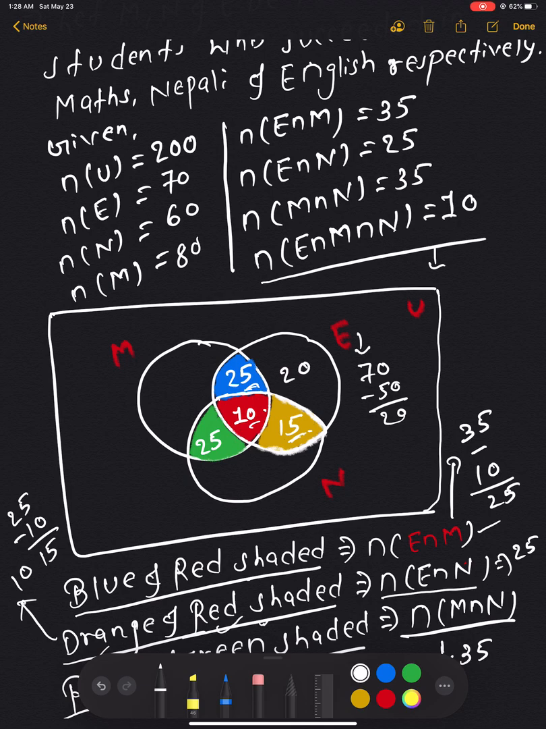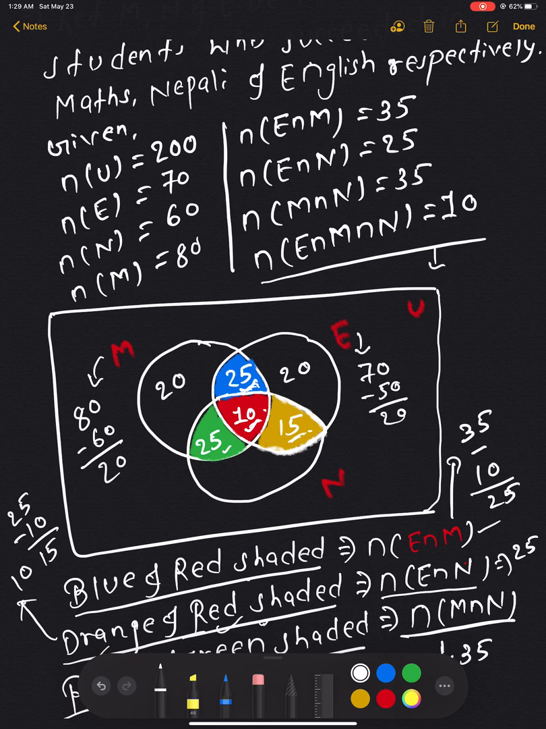20. So look at the n(M). n(M) is yours 80. Here you have 25, you have 10, you have 25. Add 25 plus 25, 50, 50 plus 10, 60. So what is this part? 80 minus 60, 20, right? So write it down over there.